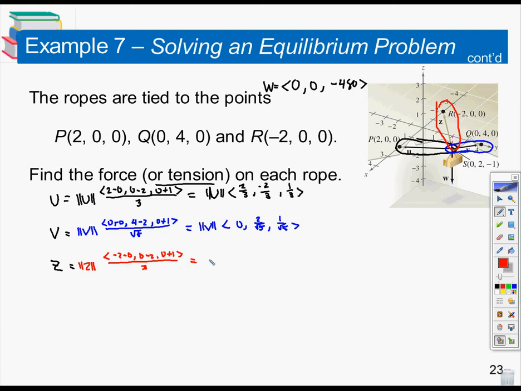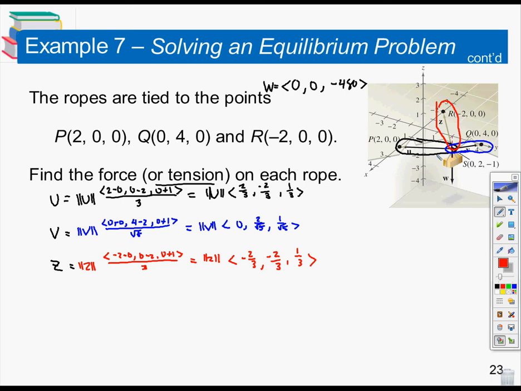And I can simplify to say it's going to be the magnitude, oops, that's a v, magnitude of z, the component, which is going to be negative 2 over 3, and negative 2 over 3, and 1/3. Awesome. Now where did we go from here when we were in 2 dimensions?